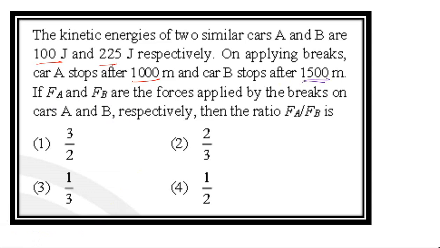If Fa and Fb are the forces applied by the brakes on car A and car B respectively, then you have to find out the ratio of Fa to Fb. As soon as you read the problem, you have the keywords here: kinetic energies of the two cars, and distance moved by the two cars. You should be able to recall the work energy theorem from the work, power and energy chapter.